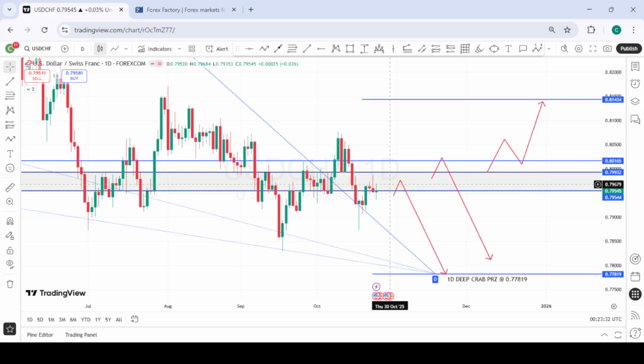So these are the two zones we are expecting price to sell from on USDCHF, this very first zone and the second one. Should price break above this with a daily candle, then we'll be interested in looking for a pullback and a continuation to the upside.